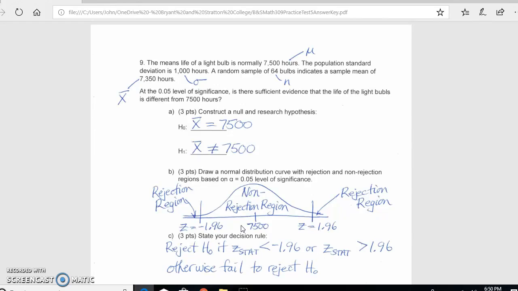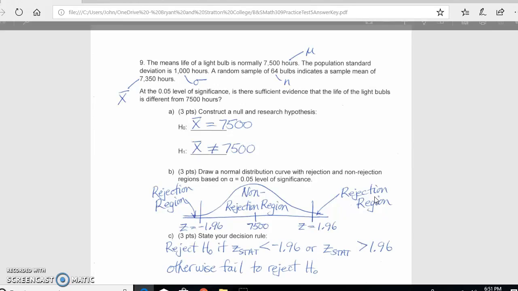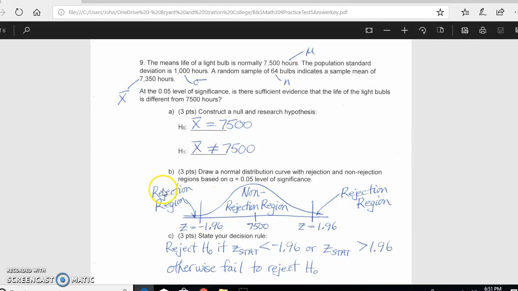Now we're going to calculate our z-stat in a moment, and if that z-stat falls anywhere between these two z-scores in this region of the curve, this is called the non-rejection region, and if our z-stat falls in this region, we would not reject the null hypothesis. But if the z-stat falls anywhere less than minus 1.96 in this region, or if it is greater than 1.96 in this region, then we would reject the null hypothesis. So these two regions are labeled as rejection regions.